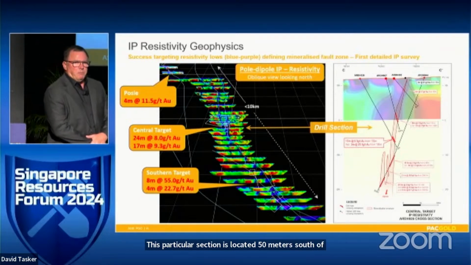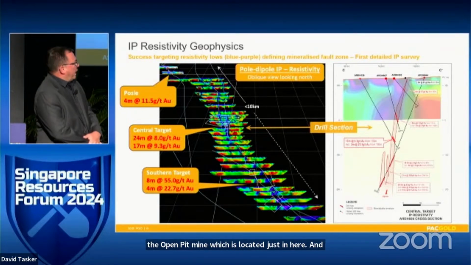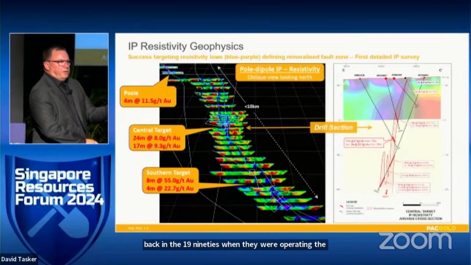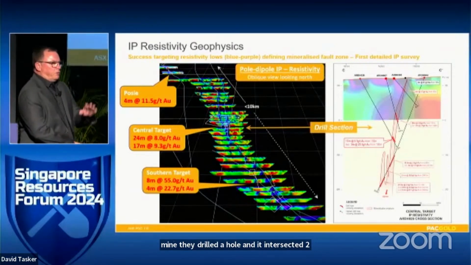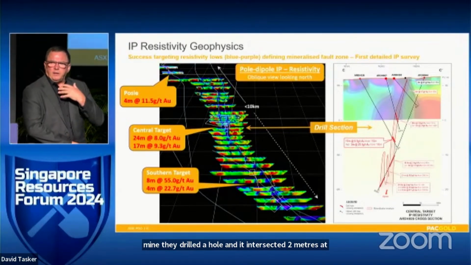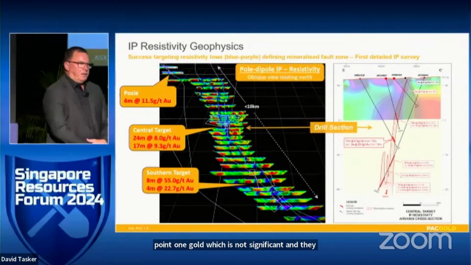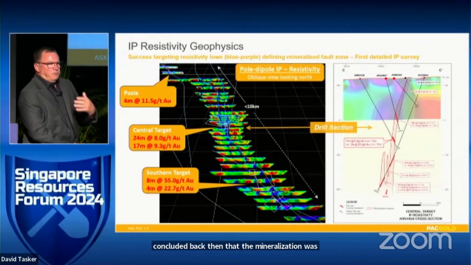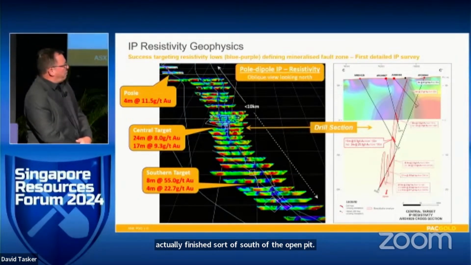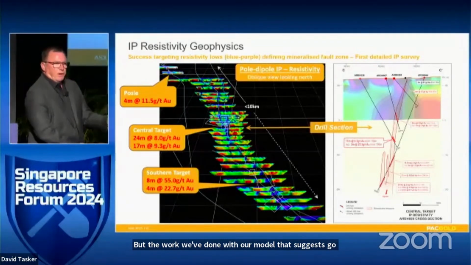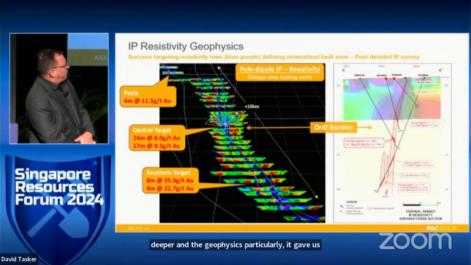And back in the 1990s, when they were operating the mine, they drilled a hole and it intersected 2 metres at 0.1 gold, which is not significant. And they concluded back then that the mineralisation was actually finished sort of south of the open pit. But the work we've done with our model that suggests go deeper, and the geophysics particularly, it gave us encouragement to go deeper, and that's exactly what we did.